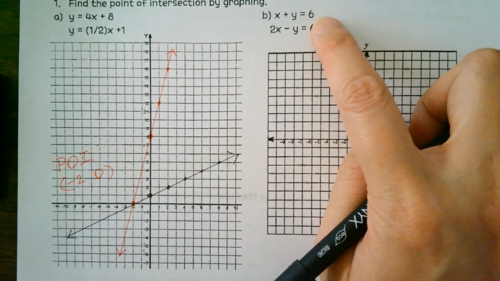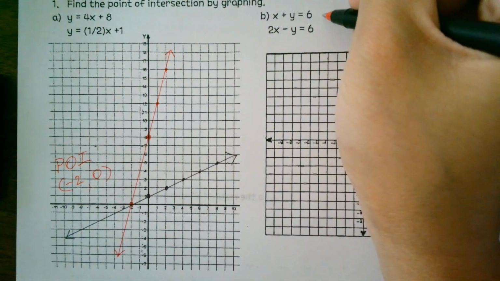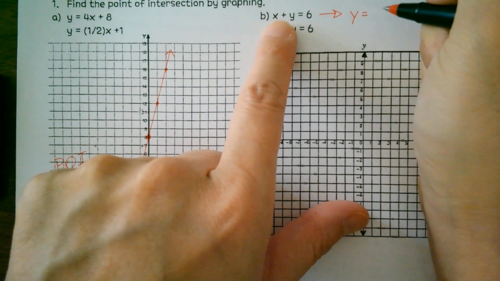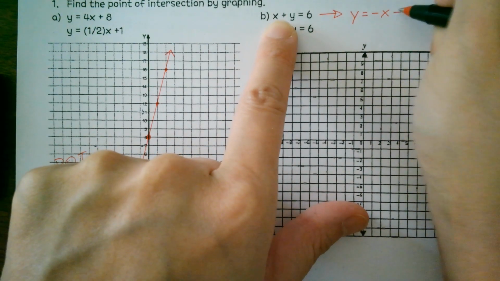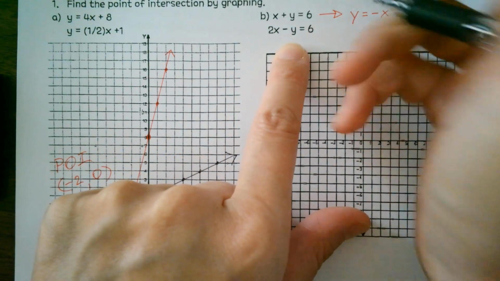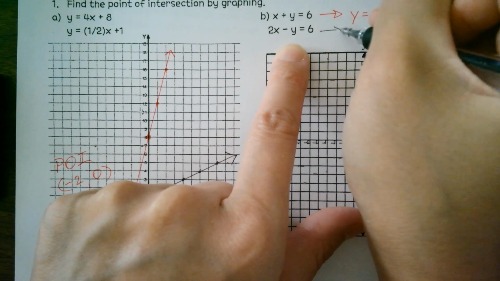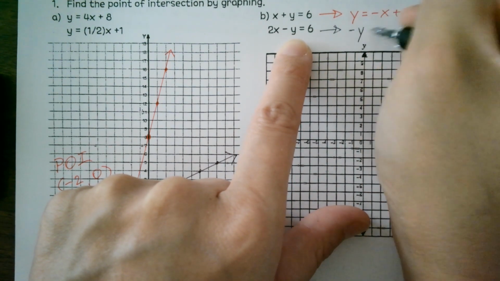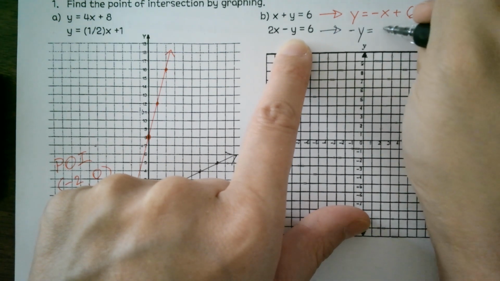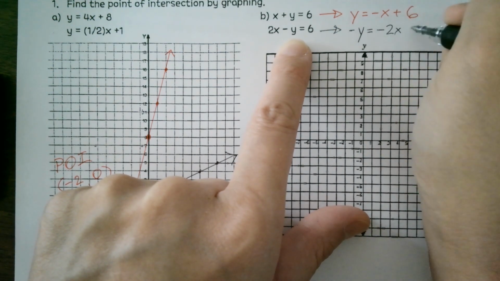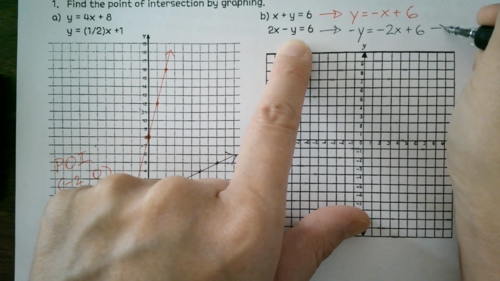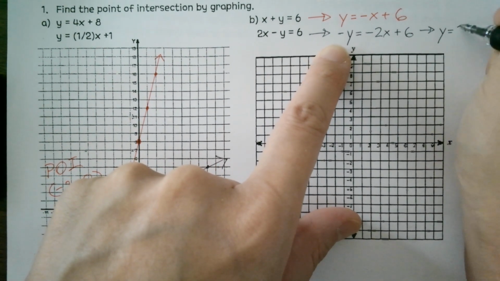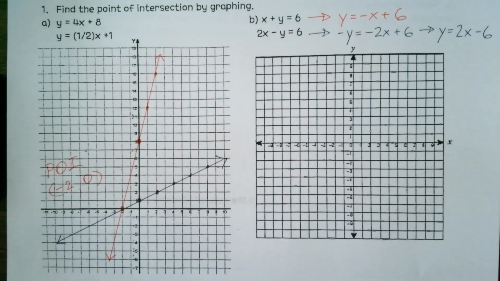Second one. This one is not in y equals mx plus b form, so I have to rearrange it. So y equals, move the x over, -x plus 6. And the second one, when I rearrange it, I'll do it in steps like this. -y equals -2x plus 6. So when I move that negative over, I get y equals 2x minus 6.